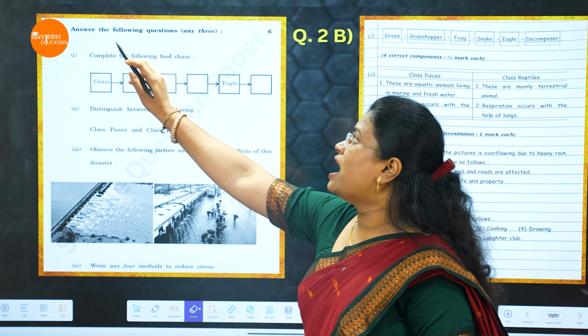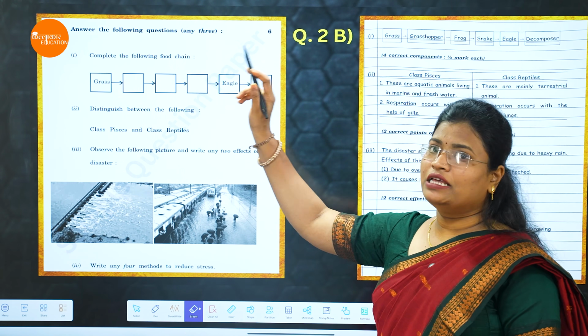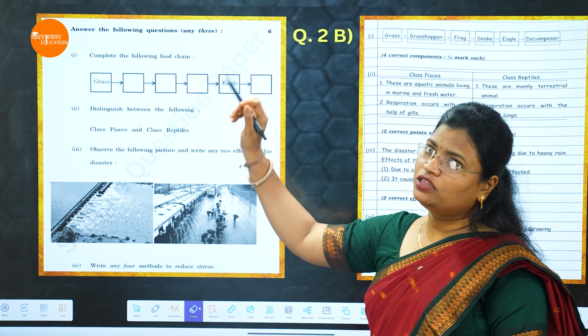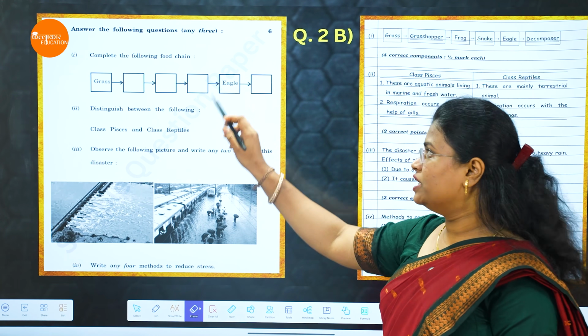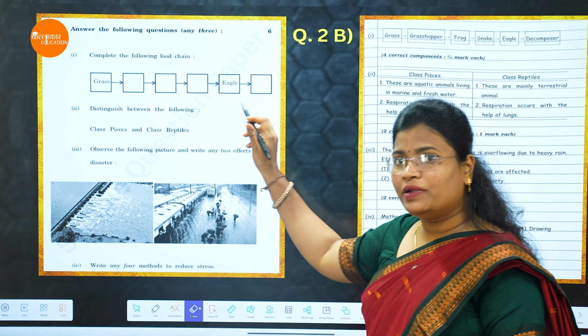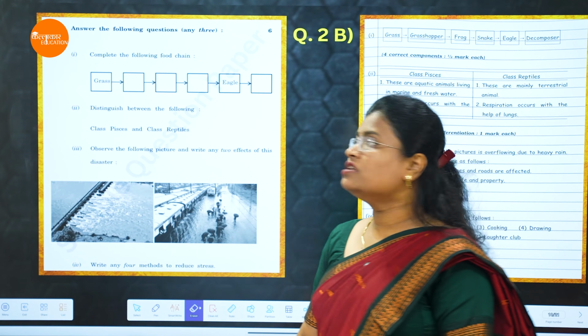Question number B, answer the following questions. In this question you have to attempt any 3 questions. Let's see what is the first question. Complete the following food chain. They have given the incomplete food chain. You have to complete this food chain.